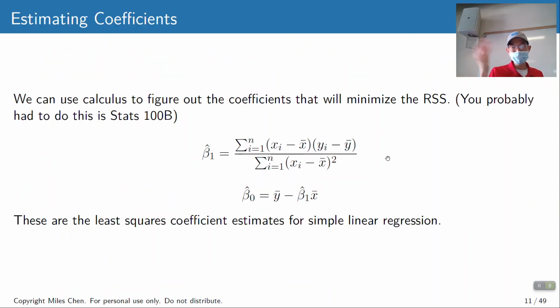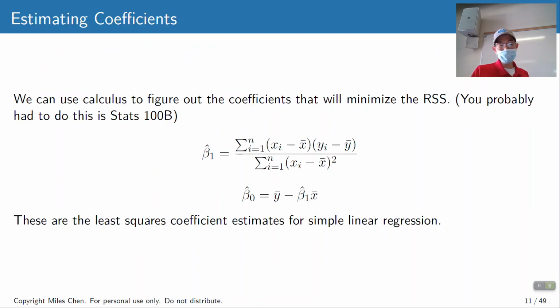You could go through some calculus to figure out how to minimize this. Your estimated slope can be found by taking this quantity, which you may have also done in 100B. Another common form is the standard deviation of y divided by the standard deviation of x, multiplied by the correlation, which is part of your covariance values here. And then the intercept is such that the line always runs through the point x bar, y bar.